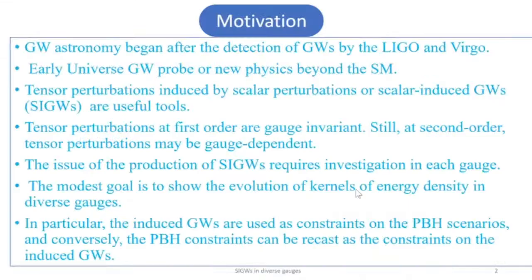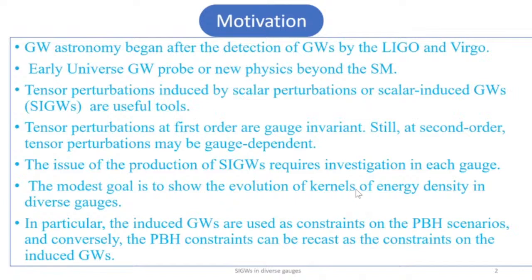This is the motivation of my talk. Gravitational wave astronomy began after the detection of gravitational waves by LIGO, and gravitational wave probes of the universe are new physics beyond the standard model. Tensor perturbation induced by scalar perturbation, or scalar induced gravitational waves, are a useful tool to study the physics of the early universe. The tensor perturbations at first order are gauge invariant, but at second order tensor perturbation may be gauge dependent.